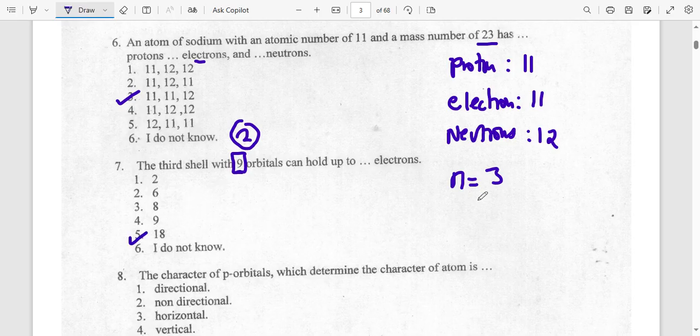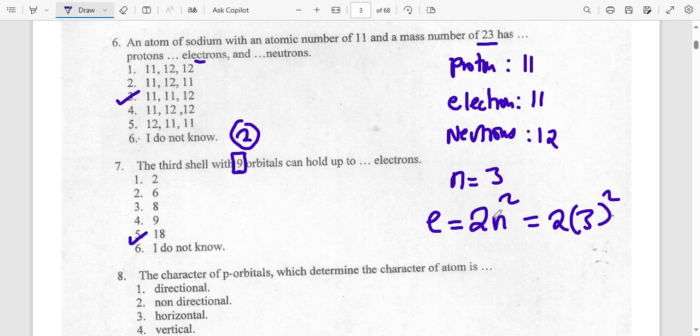Or you can say the number of electrons that can be held by a shell is given by 2n squared. So you say 2, n here is 3, squared. That will give you 18 still.